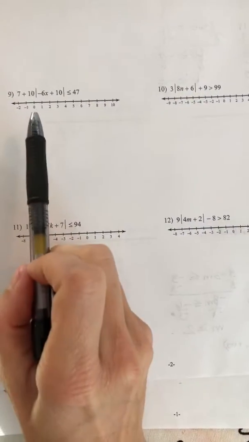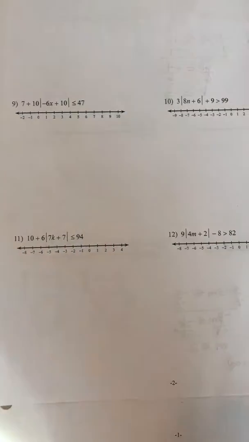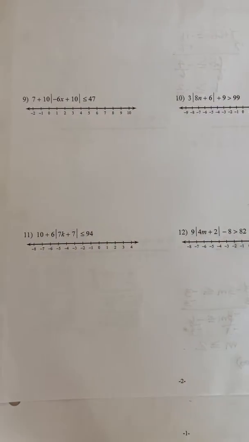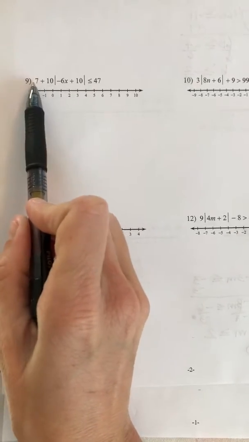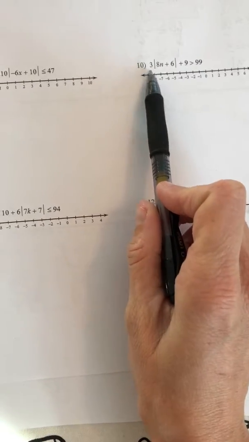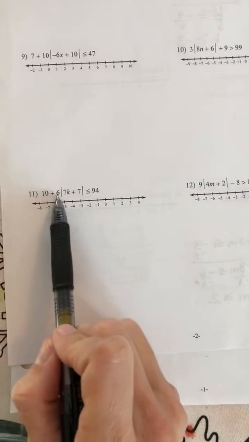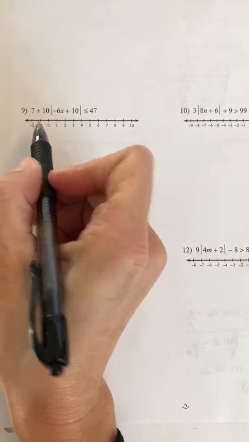All right, starting with number 9, the rest of those problems, they all have 2 steps to do before you set up your 2 inequalities, because all of them have 2 things outside of the absolute value. There's 2 things here, 2 here, 2 here, and then 2 for that last one, number 12. So we have to get rid of that stuff first before we set up the 2 inequalities.